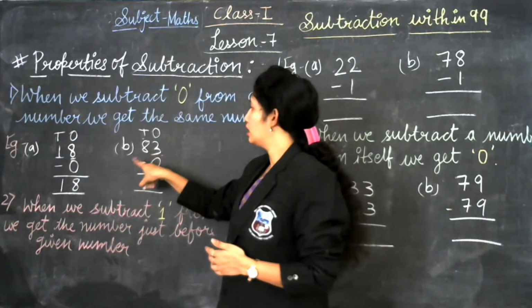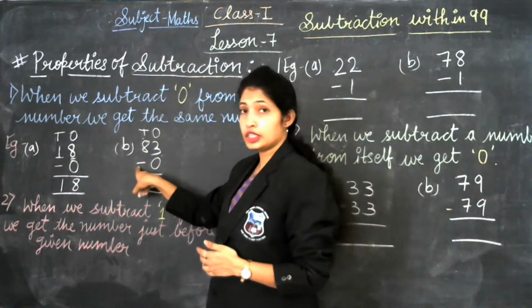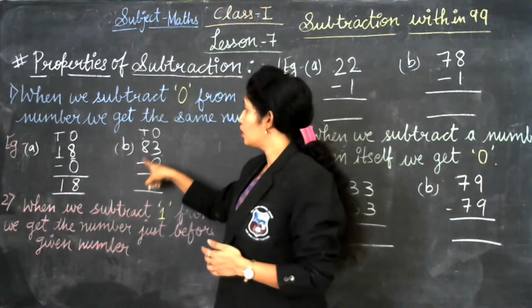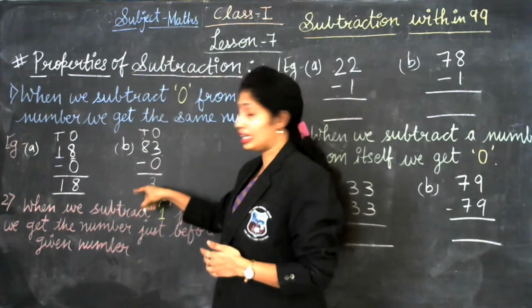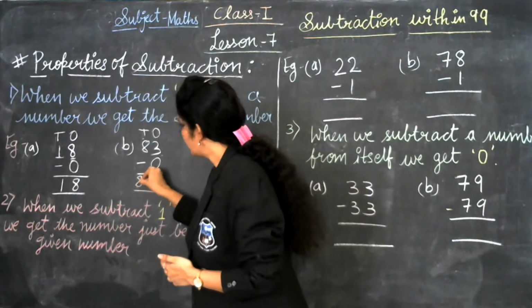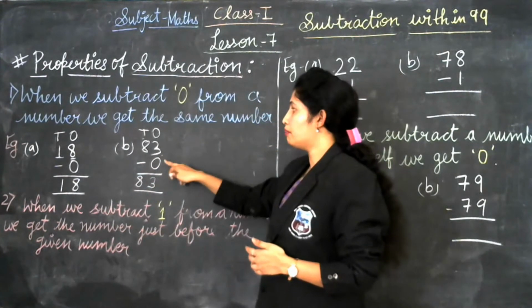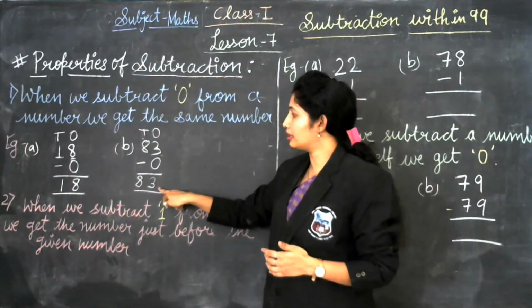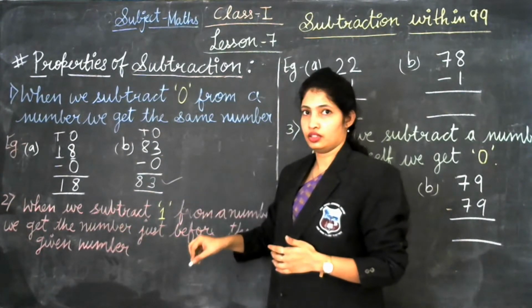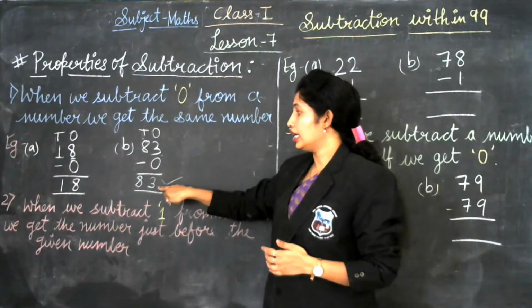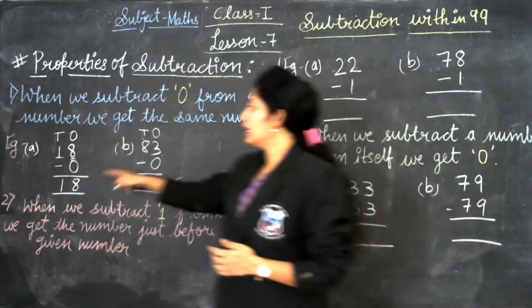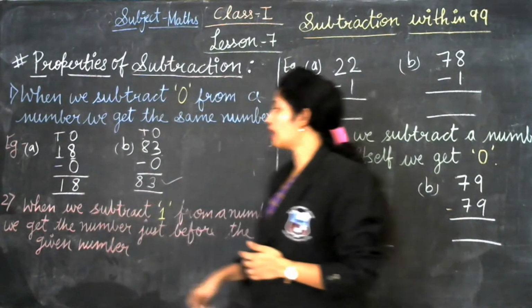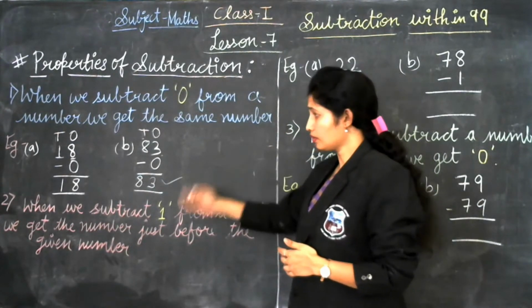Now 8. Look at this place, here there is no number, so we will bring down the same number, 8. 83 minus 0. Okay. So children, we get the same answer. We can say 83 is the difference. 18 is a difference. Now we will look.